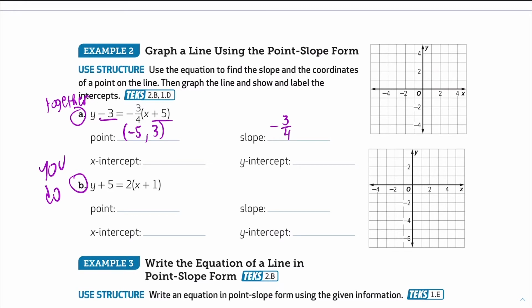Using this point and using that slope, let's graph that. So let's go 5 to the left and up 3. And then let's use that slope. The slope says rise over run. Our rise is going to be a -3. So we're going to go down 3 and we're going to go over 4. Then down 3, over 4.